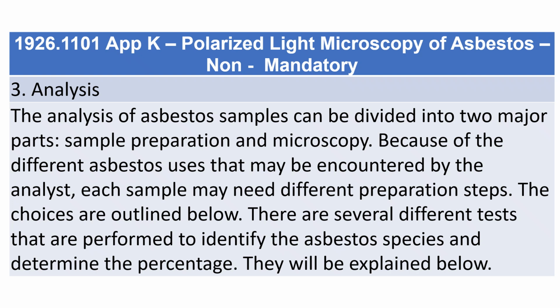3. Analysis. The analysis of asbestos samples can be divided into two major parts: sample preparation and microscopy. Because of the different asbestos uses that may be encountered by the analyst, each sample may need different preparation steps. The choices are outlined below. There are several different tests that are performed to identify the asbestos species and determine the percentage. They will be explained below.